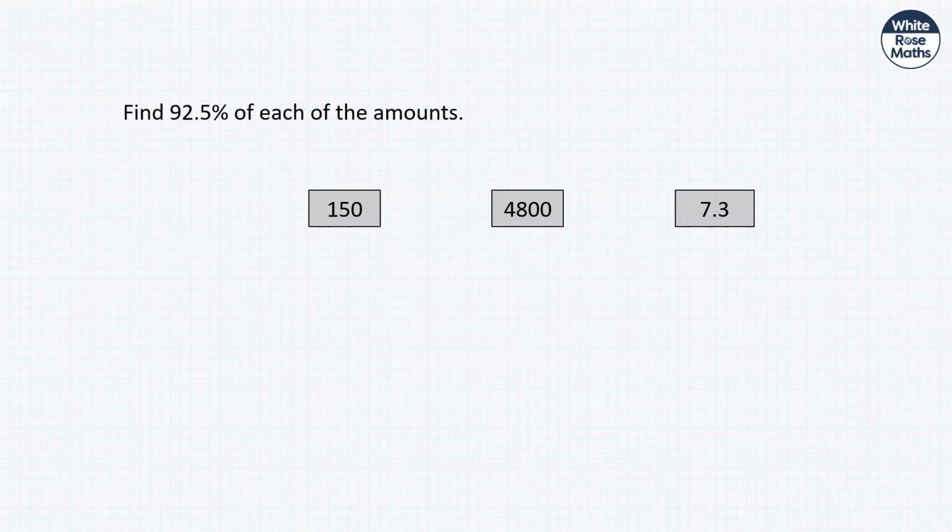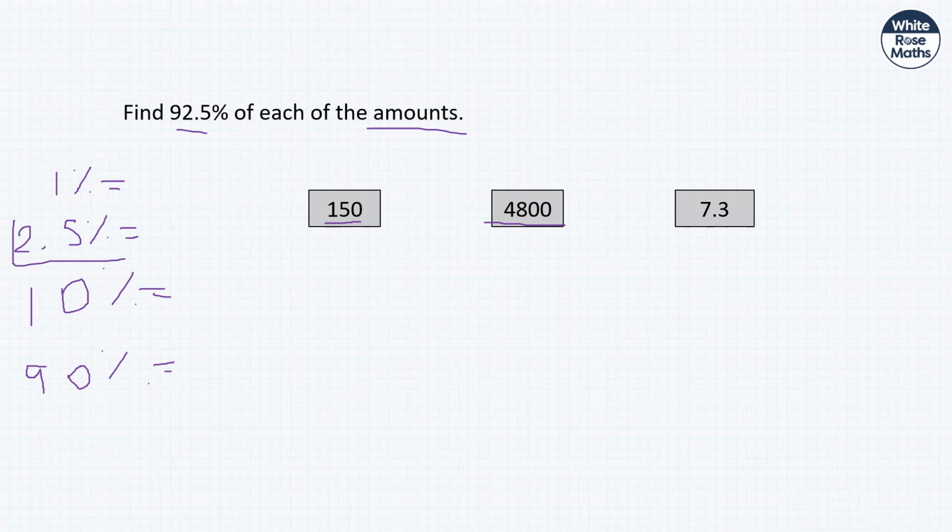This next one: find 92.5% share of these amounts. It's a bit trickier, this one, because I've got to work out 2.5% here. So I'm going to work out 10%. I'm then going to work out 90% by multiplying the answer by 9. I'm then going to work out what 1% is, and then multiply the answer here by 2.5, which is a bit more demanding. And then I'm going to add the answer to this with the answer to this. So these two boxes will give me the answer that I need.